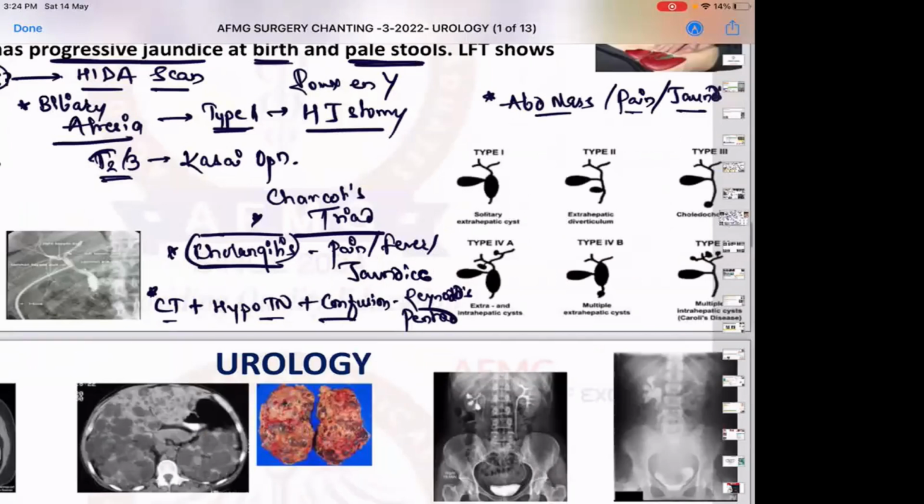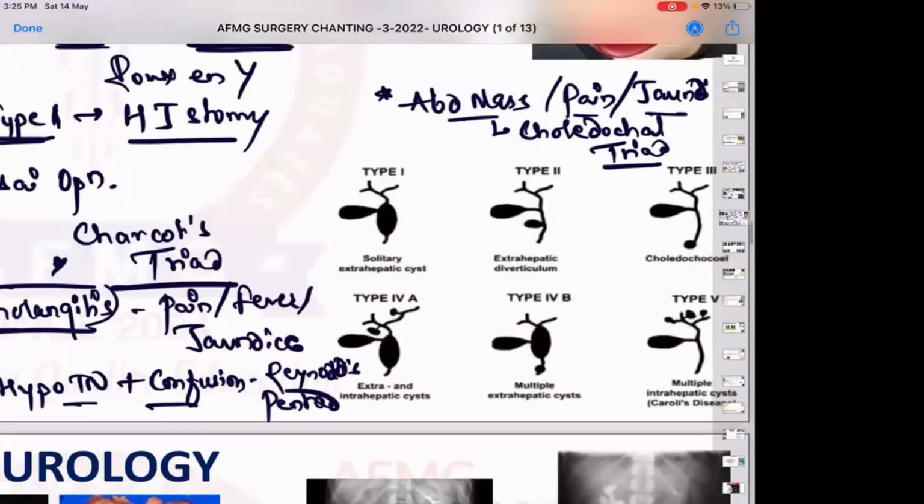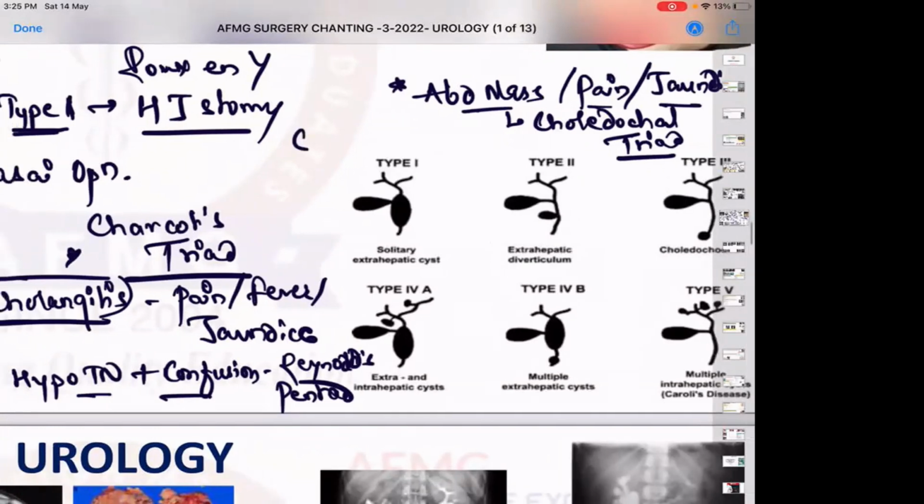Here I am asking you about another condition: abdominal mass, pain, and jaundice. This is known as the choledochal triad. All of you, very good. Please remember this: if there is a choledochal triad, it is usually suggestive of a choledochal cyst.